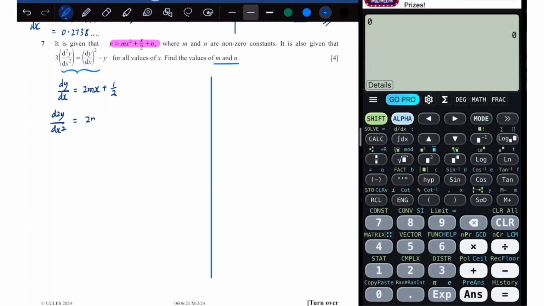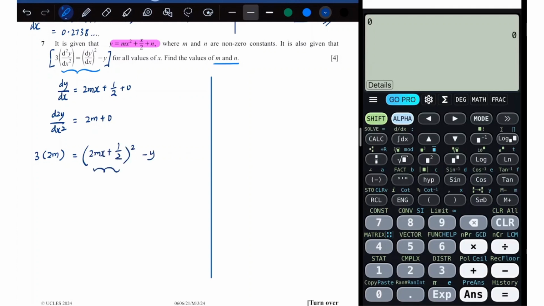It's going to be 2m and 0. Okay, so this will be 0 as well. So just put it into the equation that has been given to you guys. So 2m, which is equivalent to dy over dx, is (2mx + 1/2) squared minus y.